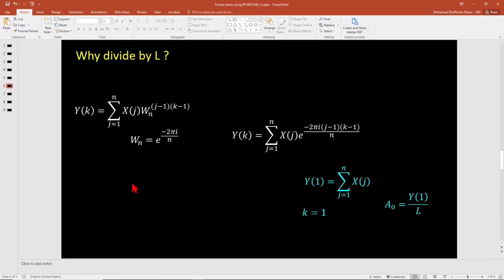Okay, so let us look at how MATLAB calculates the Fourier series of a waveform. Basically, the Fourier series is the main waveform multiplied by Wn to the power of this. Wn is the nth root of 1. So if you replace this one here, you get this one. Now let us look at the first term of this FFT, y1. What happens to y1? Because we put k equal to 1, this exponent becomes 0 and e to the power 0 is 1. So it's the summation of xj. So y1, this term, is the summation of xj.